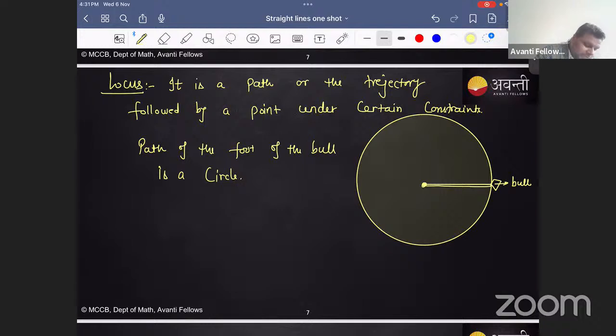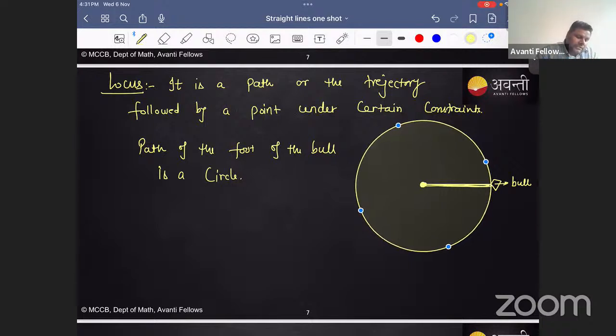This rope is of fixed length. This point is also fixed. This is the constraint the bull is having. So under these constraints, the locus of the foot of the bull, or the eye of the bull, or any point connected to the bull, will be a circle. So this is the basic definition of the locus.